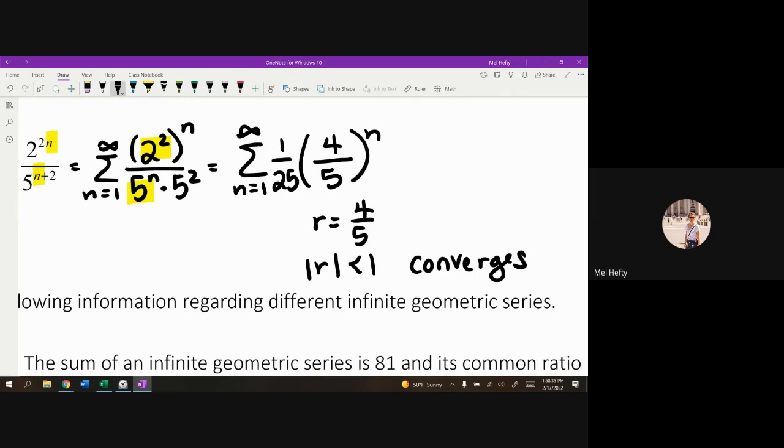Yes. All right, my sum, 1 minus 4/5, is the first term 1/25. No, what do I have to plug in to find the first term? 1. So I'm going to do 1/25 times 4/5. 4 over 125.